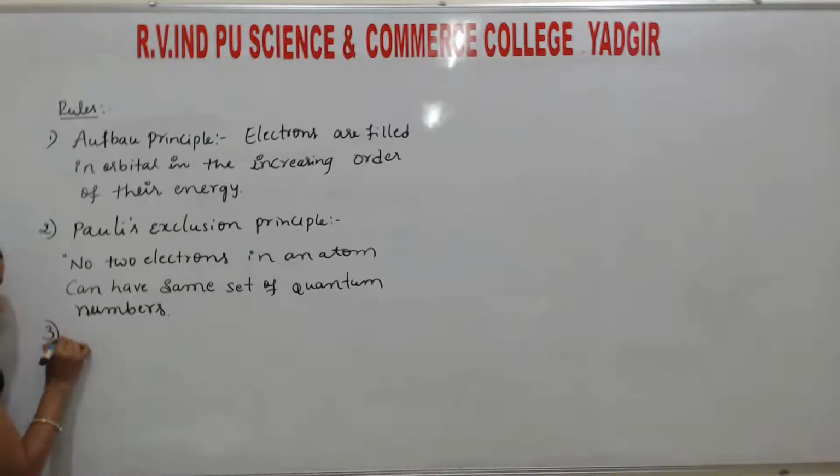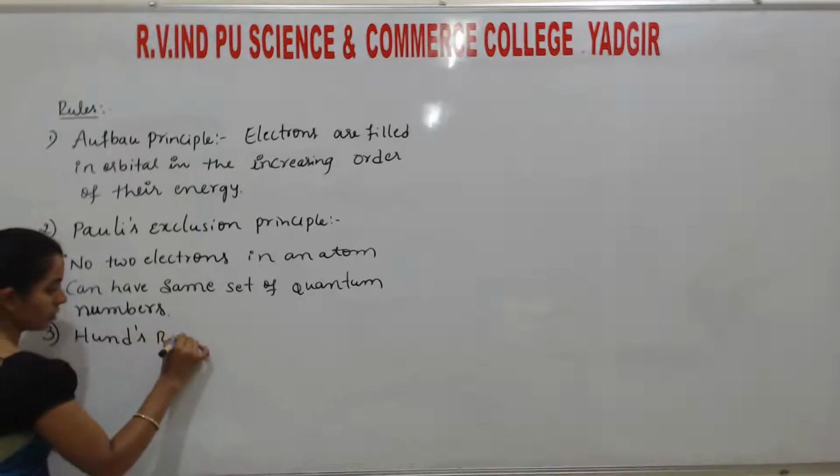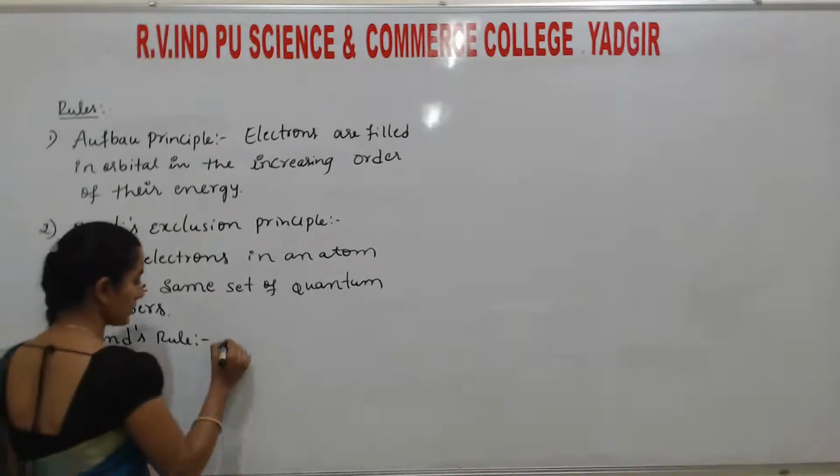So third one is Hund's rule. Okay, so what is that Hund's rule? Electron pairing takes place.